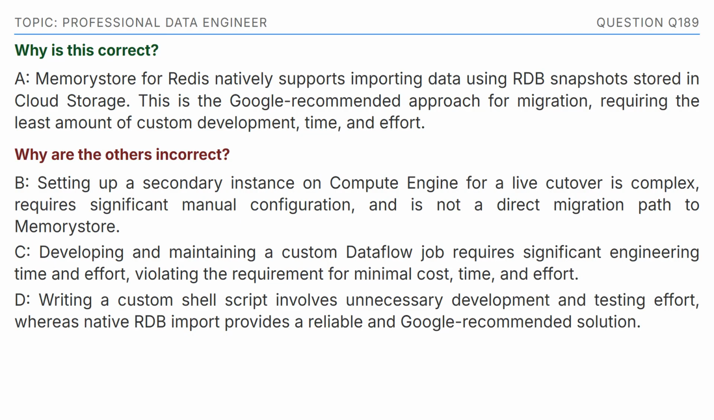A. Memorystore for Redis natively supports importing data using RDB snapshots stored in Cloud Storage. This is the Google recommended approach for migration, requiring the least amount of custom development, time, and effort. Why are the others incorrect?